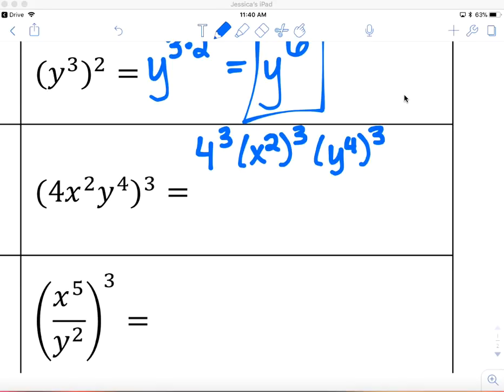Well, 4 to the 3rd is 4 times 4 times 4, which is 64. Be careful here. You're not multiplying 4 times 3. You are raising 4 to the 3rd power. There is a difference. X squared to the 3rd, you're going to multiply those exponents together, leaves you with x to the 6th, and y to the 4th to the 3rd leaves you with y to the 12th. So, biggest mistake I see on this one is people just multiply 4 and 3, but remember, it is 4 to the 3rd, not 4 times 3.